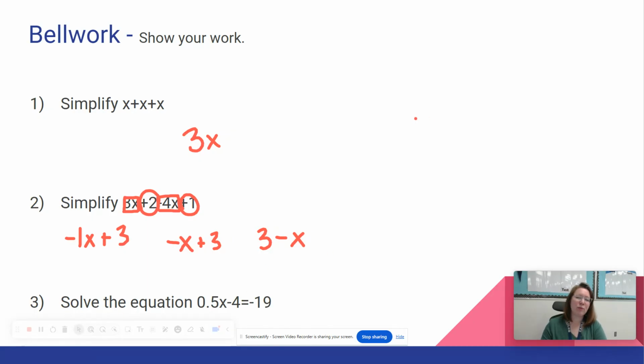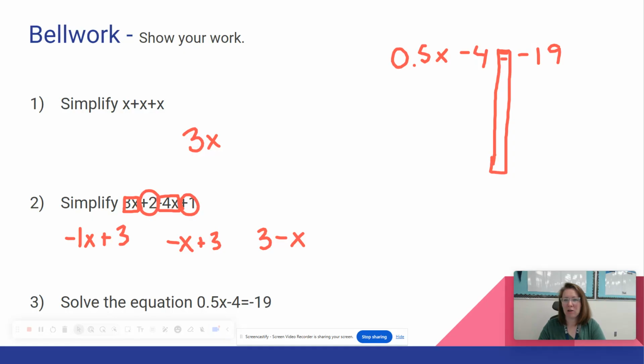And then question 3, I'm going to write it up here just so I have more space, but it was to solve the equation 0.5x minus 4 equals negative 19. I like to start by drawing a wall. It just helps me remember that whatever I draw or do on one side of the equal sign, I have to also do on the other side of the equal sign. My goal is to get x all by itself. So first I need to get rid of the number that is not directly connected to the x. So directly connected to the x is this 0.5. So that one is stuck to it for the moment.